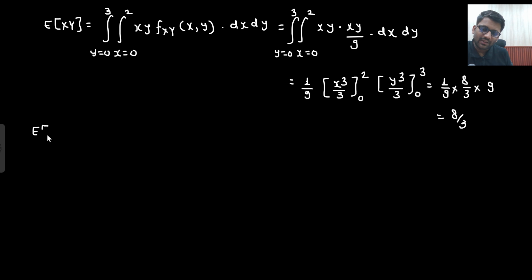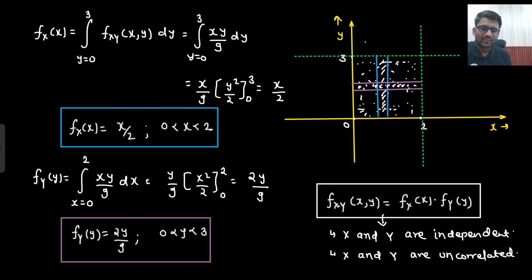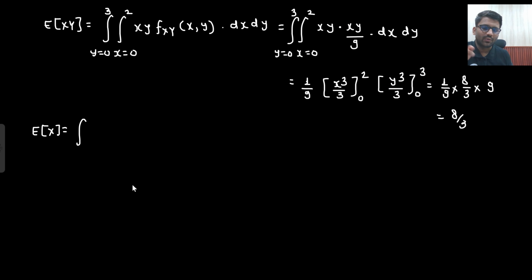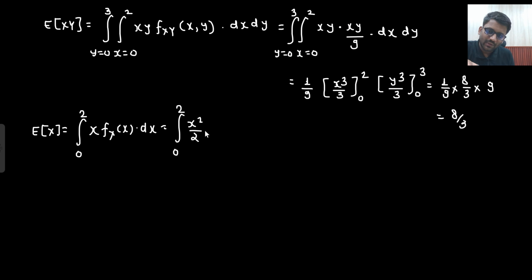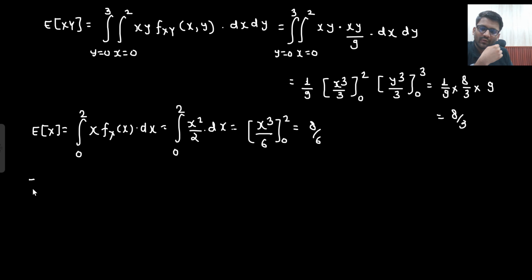And if I ask you expectation of x, what would that be equal to? What is the limit of x? X is going from 0 to 2. Integral of x fx of x dx. So 0 to 2. What is your fx of x? Your fx of x is x by 2. So what you will get? X square by 2 dx. So here you will be getting x cube by 3, so it would be 6 from 0 to 2. What is the answer you are getting? 8 by 6. Right?